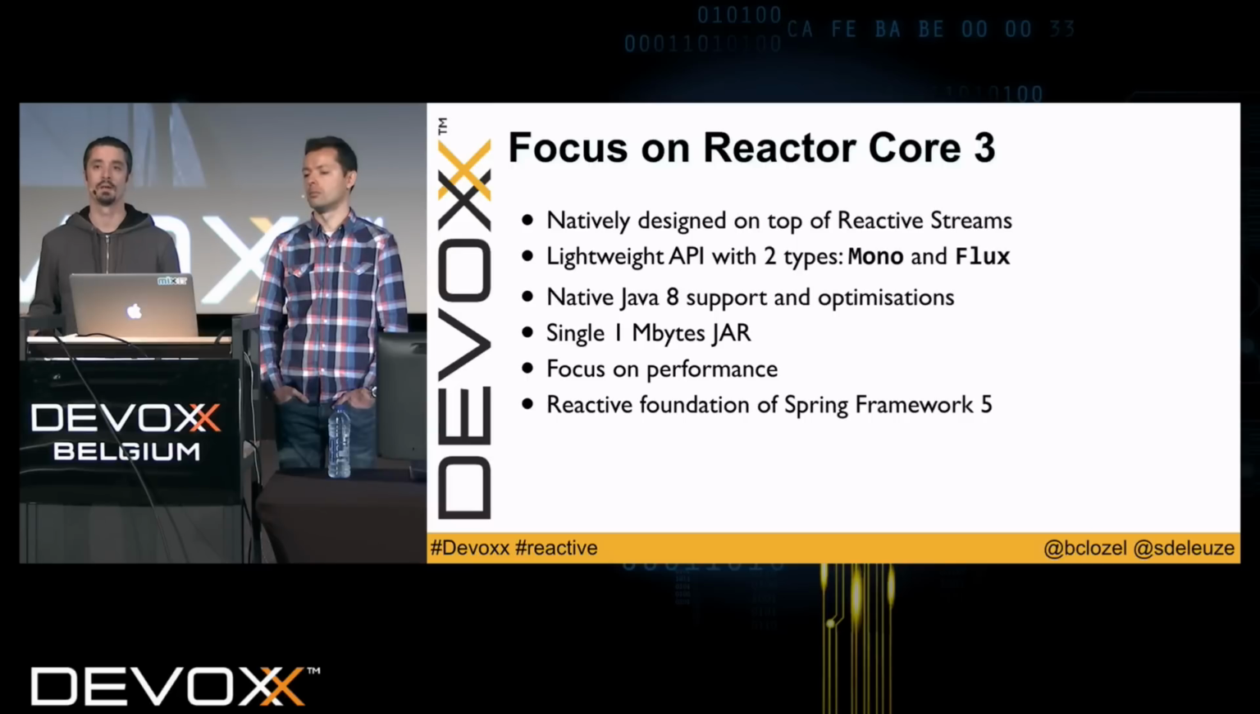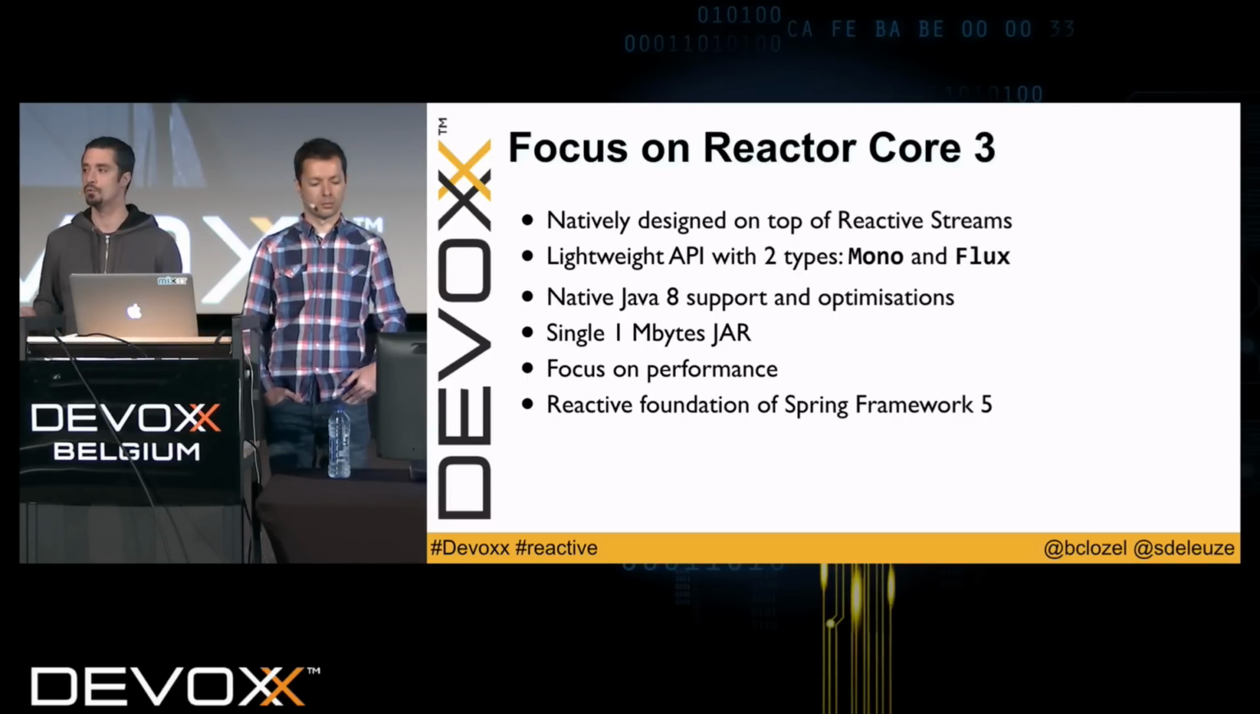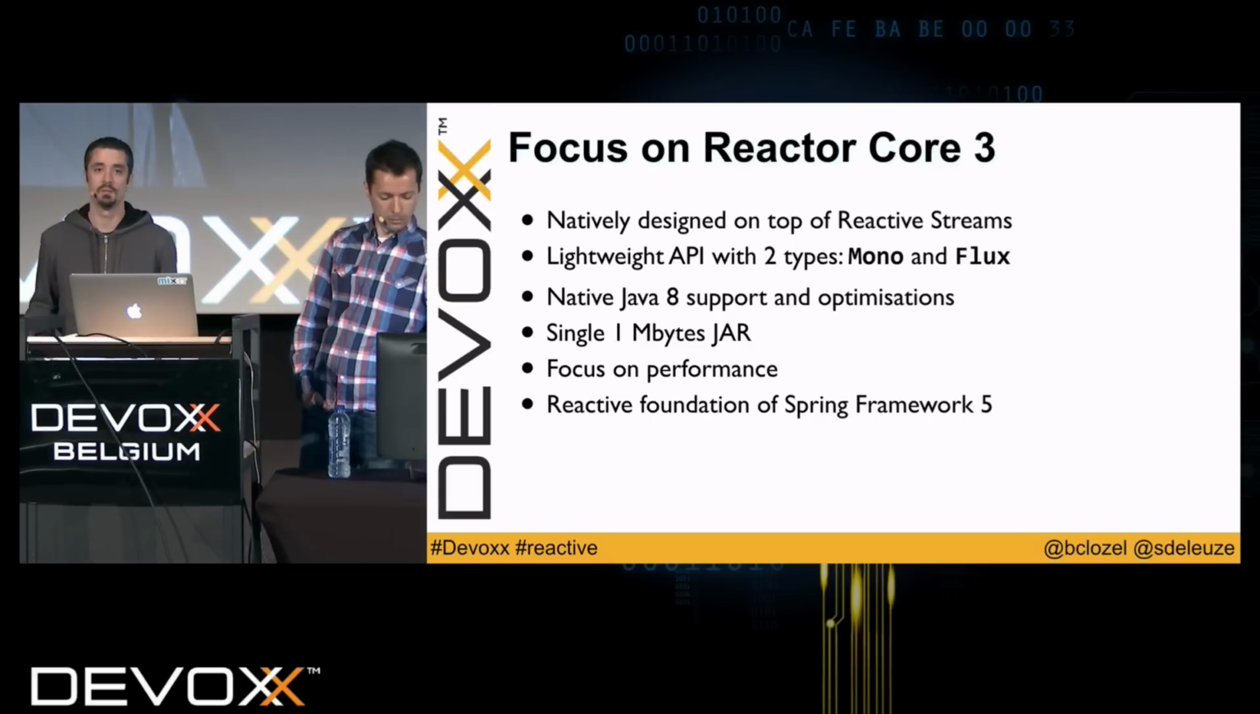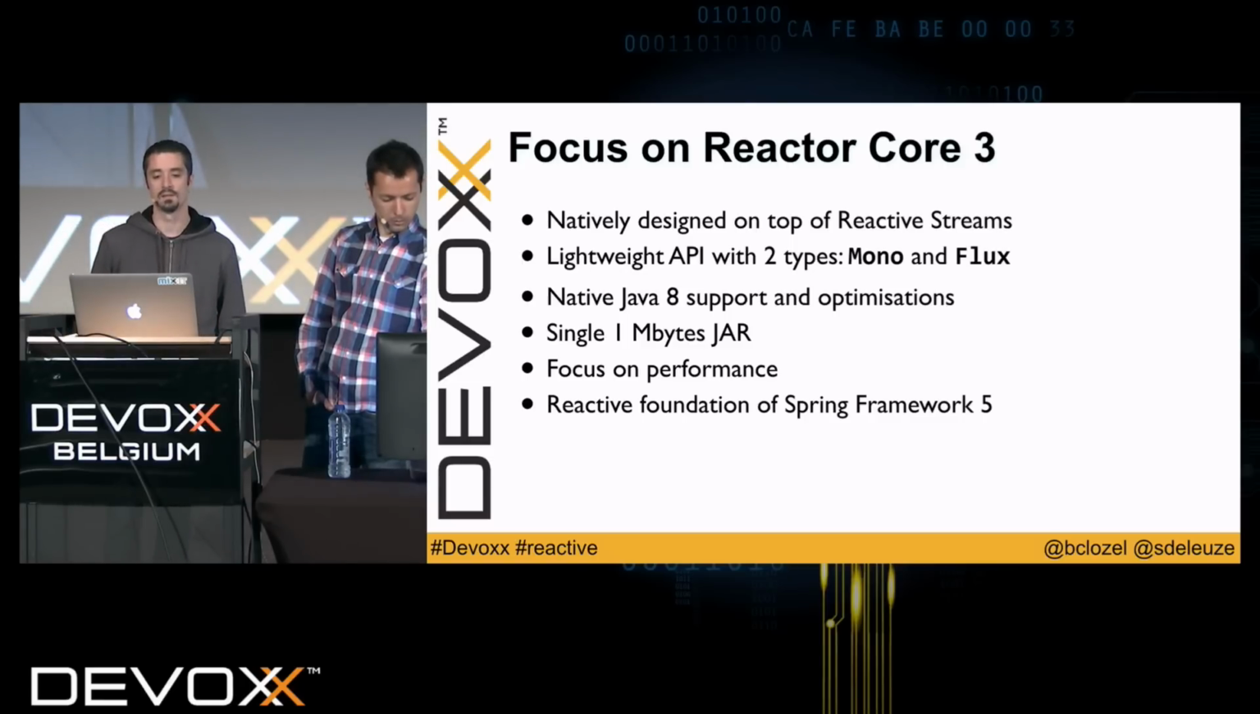Because that's also an important thing: you have to choose a reactive API. You can't just use reactive streams, that's not enough. So you will have to choose for your application the reactive API you are going to use, to learn for your application. So Reactor Core 3 is natively designed on top of reactive streams. It's a lightweight API with two types, Mono and Flux, two main types. There are other ones, but these are the main ones.